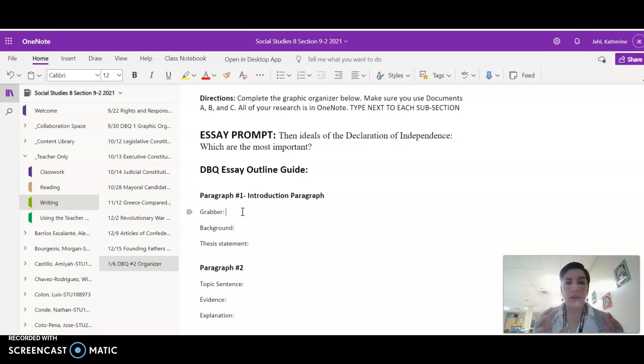Your grabber, this whole little statement that is here, this is literally a topic sentence. So when you guys are struggling to figure out what to write, this is just a topic sentence. All you should be saying here is what this whole essay is going to be about. So for instance, if your essay question is, what ideals are the most important in the Declaration of Independence? My recommendation for your topic sentence is that you explain what the Declaration of Independence was. So what was it?